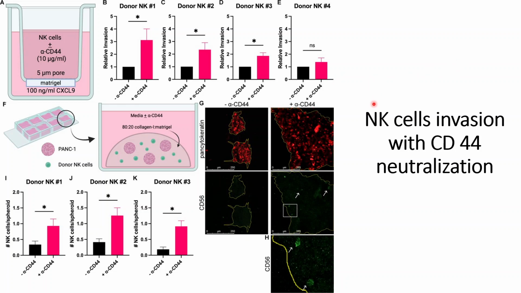In this video, we will discuss the NK cell invasion with CD44 neutralization. So far, we have discussed the results presented in this paper and come to a hypothesis that CD44 expression on the NK cells interacts with the collagen and fibronectin that are more commonly expressed in the tumor microenvironment of pancreatic cancer cells, and that prevents the NK cells from invading and attacking the tumor cells.